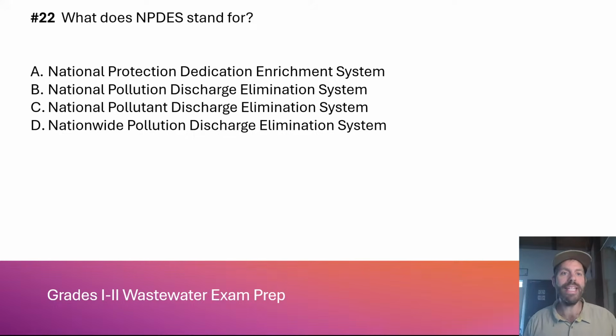What does NPDES stand for? A, National Protection Dedication Enrichment System. B, National Pollution Discharge Elimination System. C, National Pollutant Discharge Elimination System. D, Nationwide Pollution Discharge Elimination System. I'm not going to read all that again, but I like to put this one in because it's a common red herring that they do. And your answer is C, pollutant.